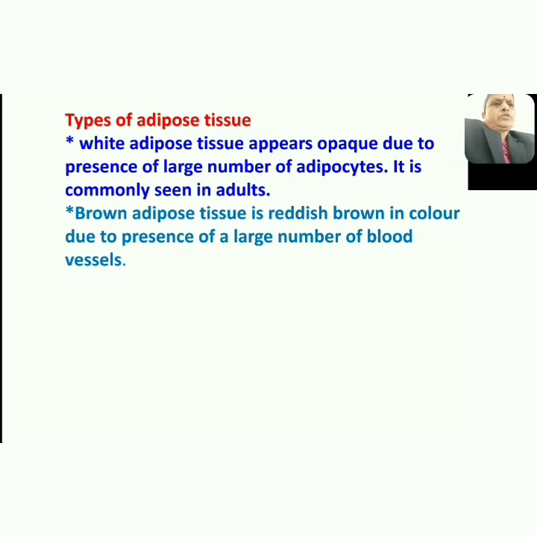Types of adipose tissue: white adipose tissue and second, brown adipose tissue. White adipose tissue appears opaque due to presence of a large number of adipocytes. It is commonly found in adults. Second, brown adipose tissue. It is reddish brown in color, due to presence of a large number of blood vessels.